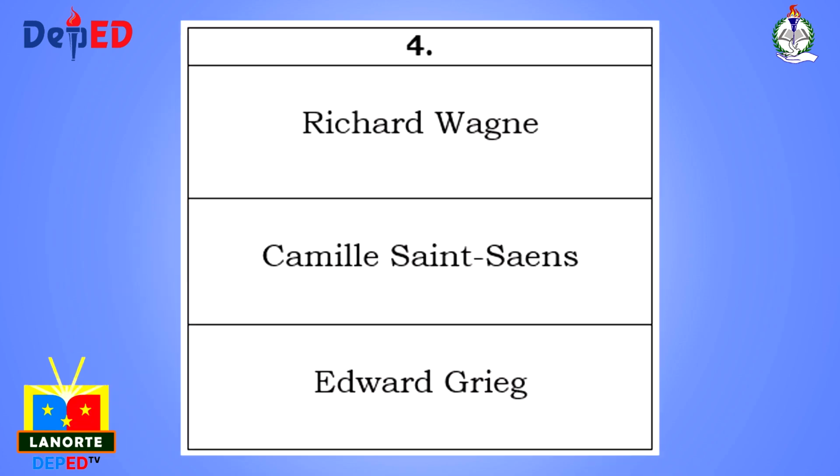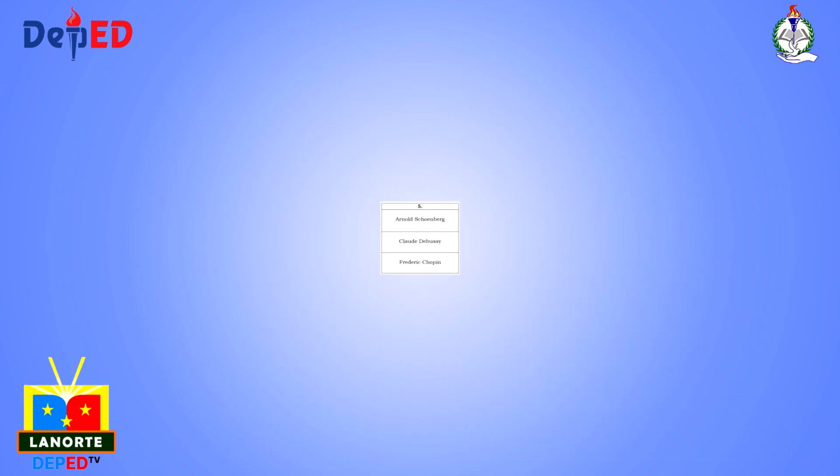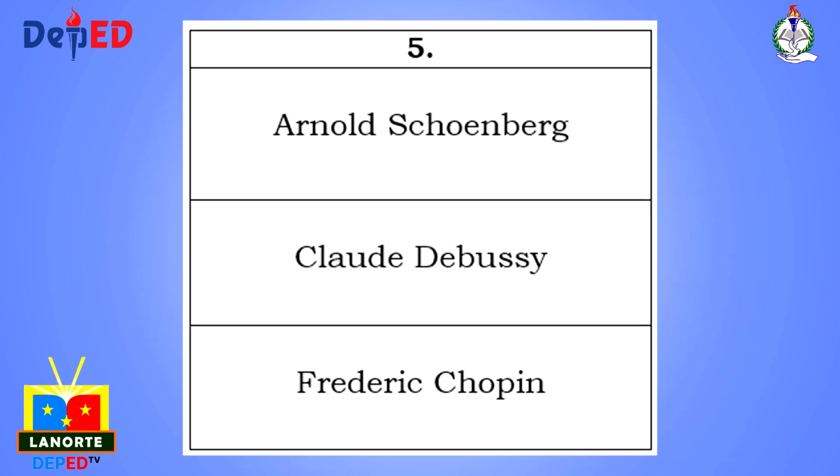Fourth column, Richard Wagner, Camille Saint-Saëns, Edvard Grieg. The correct answer is Camille Saint-Saëns. Last column, Arnold Schoenberg, Claude Debussy, Frédéric Chopin. The correct answer is Frédéric Chopin.